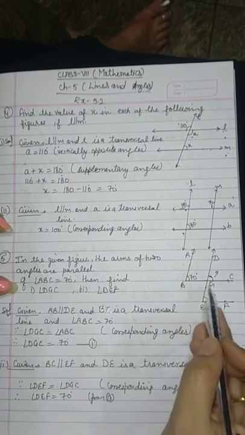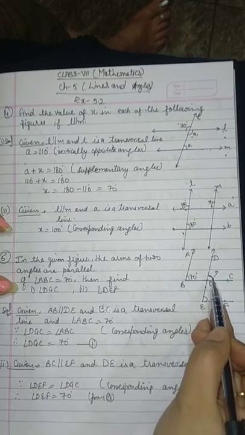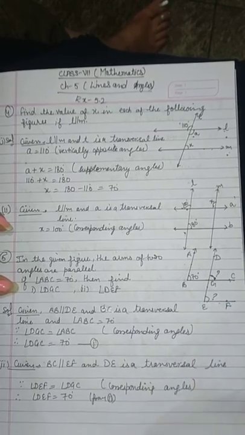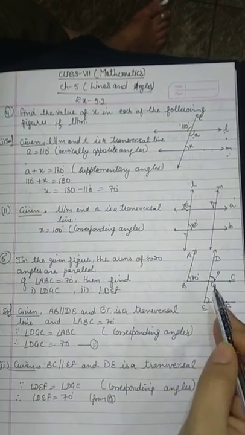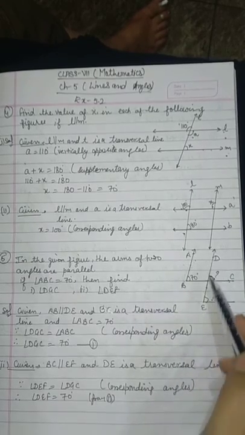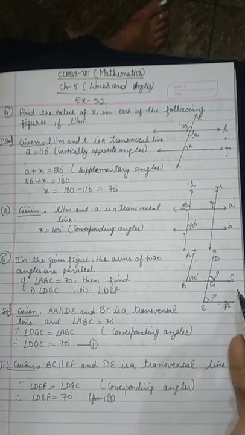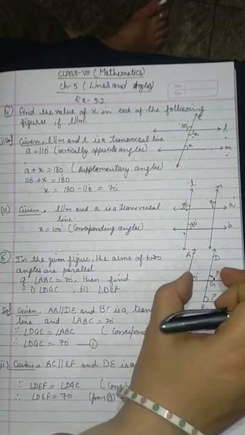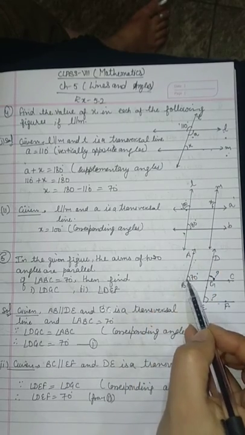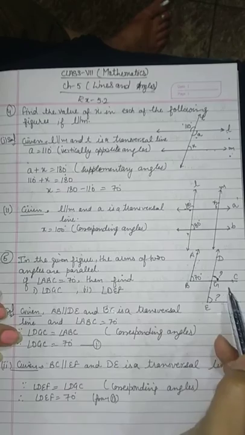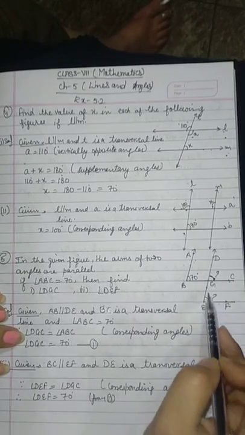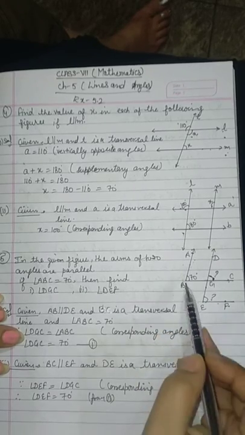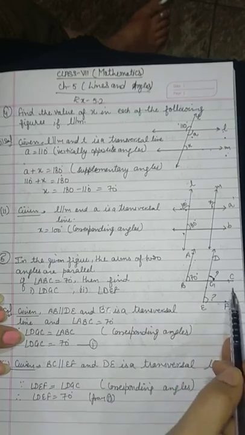Now we have to find out the value of angle DGC, this one angle, and angle DEF, this one angle. These two angles we have to find out. In this sum, AB and DE are both parallel lines, and BC is a transversal line. When these two lines are parallel and this is a transversal, these angles are corresponding angles. It means if it is 70 here, it will be 70 there. So angle DGC equals angle ABC because they are corresponding angles, and its value is 70 degrees. So angle DGC is 70 degrees.